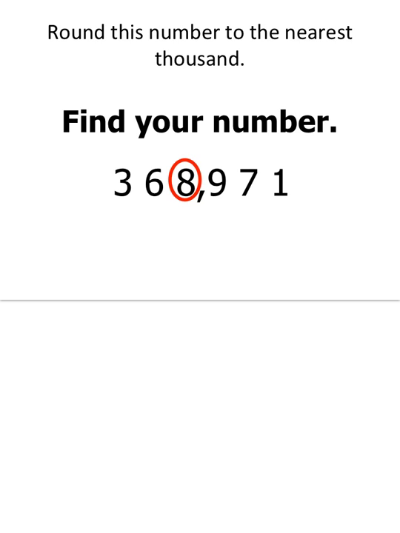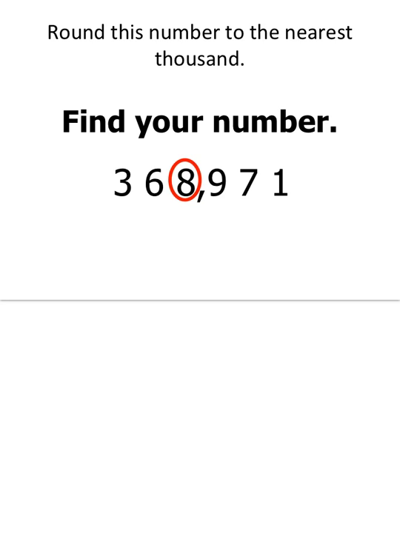Here's an example you're going to write in your journal. First, write the directions. Round this number to the nearest 1,000. Then, write your number underneath. The number is 368,971. Go ahead and pause the video to write the directions and the number. Now that you have the number written in your notes, since we're rounding to the thousands place, locate the digit in the thousands place and circle it. That means our 8 should be circled.